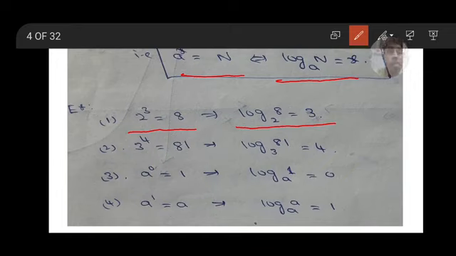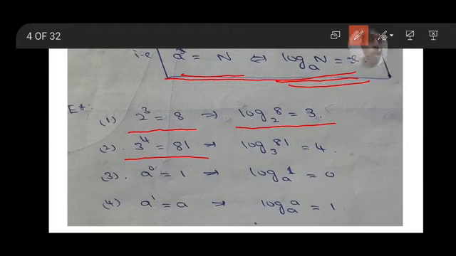Next, the second example: 3 to the power of 4. 3 into 3 into 3 into 3, 4 times, that is 81. So 3 to the power of 4 equals 81. From the above, a to the power of x equals N implies log N to the base a equals x. Therefore, this can be written as log 81 to the base 3 equals 4.